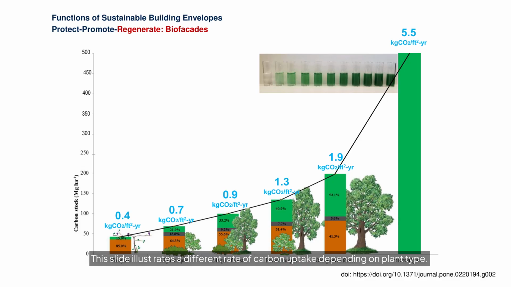This slide illustrates a different rate of carbon uptake depending on plant type. With ample sunlight, biological matter in facades increases CO2 uptake via photosynthesis, contributing to carbon sequestration and energy conservation. Biofacades turn building exteriors into active carbon sinks. Sequestration is directly related to the biomass of a tree's leaves. It's important to note that mature trees do not sequester carbon at a faster rate than actively growing adult trees. In comparison, microalgae are highly efficient at photosynthesis because their entire structure consists of photosynthetic cells.